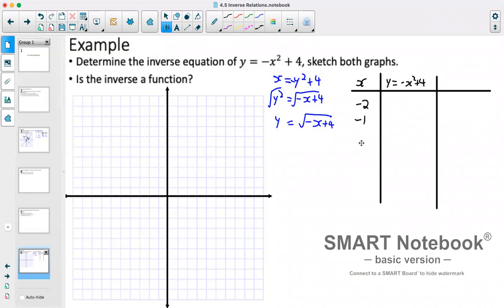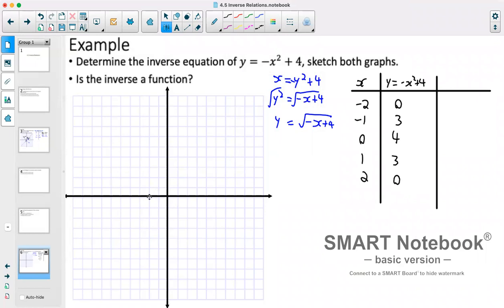So for x values, I'm just choosing to go from -2 to +2. So -2 squared is 4, plus 4 is 0. Then we've got -1 squared is 1, plus 4, that's 3. We've got 0 squared is 0, plus 4 is 4. 1 squared is 1, but minus makes it negative, so that when we add the 4, we get 3. 2 squared is 4, becomes -4, so that gives us 0.